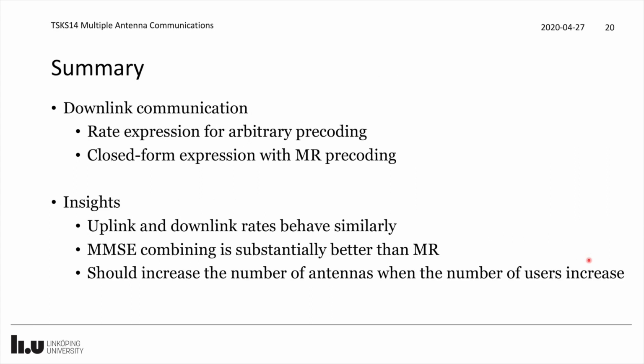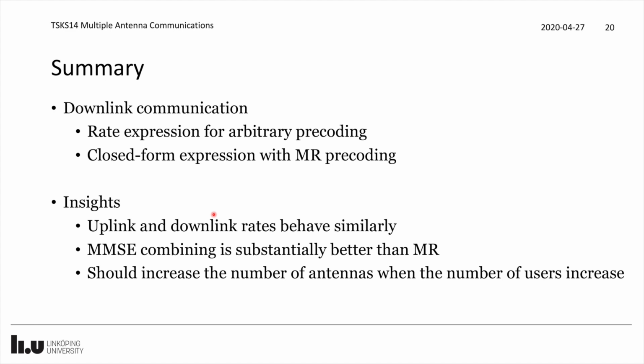So in summary, what we have been talking about in this lecture is the downlink communication. We developed a rate expression that we can apply with arbitrary precoding. We just need to compute the different expectations in some way. And we're computing them in closed form with MR precoding. An insight that we were obtaining was that the uplink and downlink rate expressions are very similar. They contain almost the same terms, but we have transmit powers in the uplink that have a different notation than the transmit power in the downlink. And also the interference comes from different places in the uplink and the downlink.